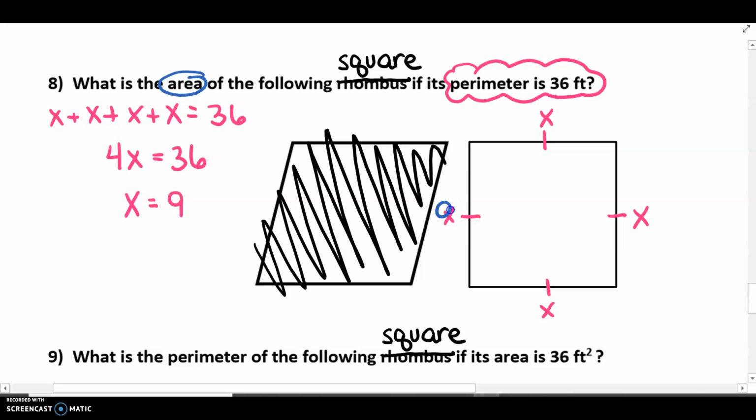Now, if each side is actually worth 9, I can find the area. Area is equal to the base times the height. In this case, that's 9 times 9, which means we have an area of 81 feet squared.